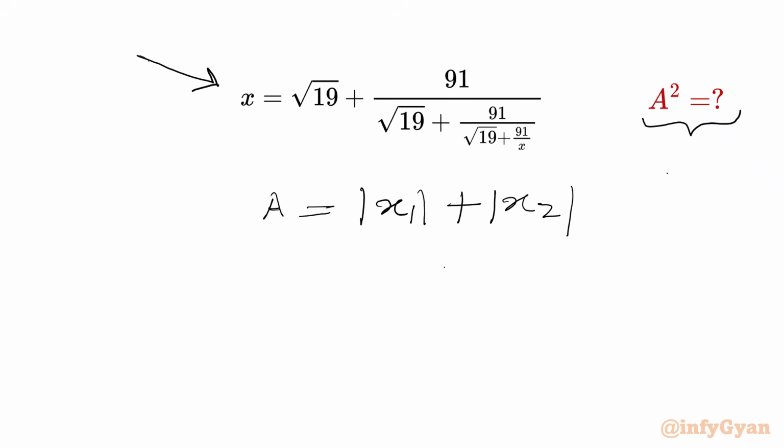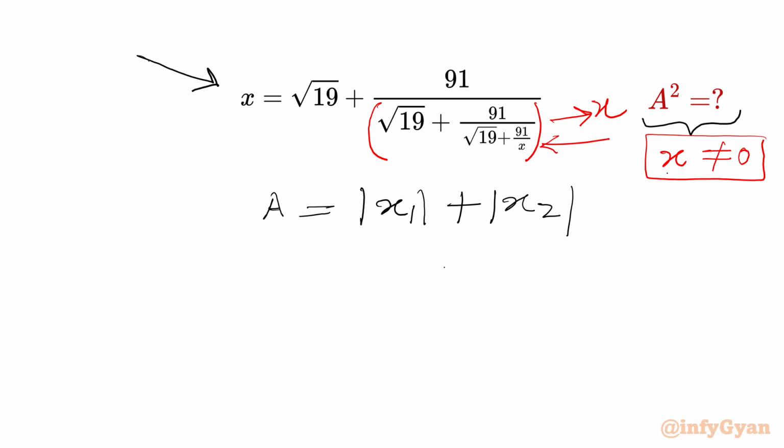Now we have x in the denominator. Here we have x, so x cannot be equal to 0. If we keep plugging the value of x, square root 19 plus 91 over square root 19 plus 91 over and so on, then we are going to get an infinite continued fraction. So we can replace this denominator by writing here x. So the equation can be written as x equal to square root 19 plus 91 over x.